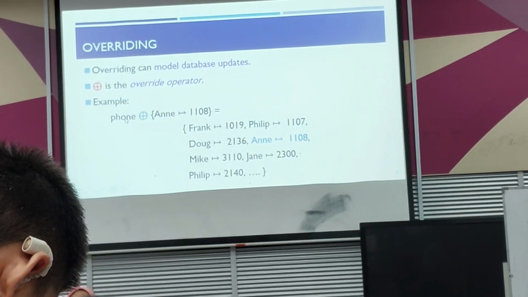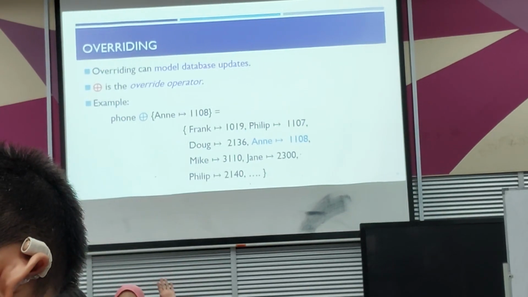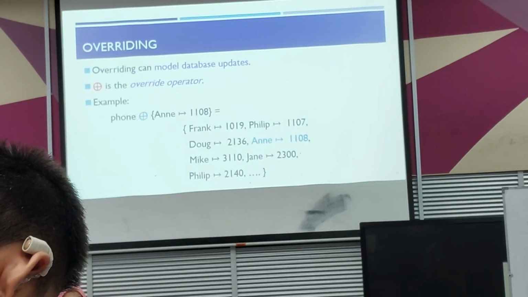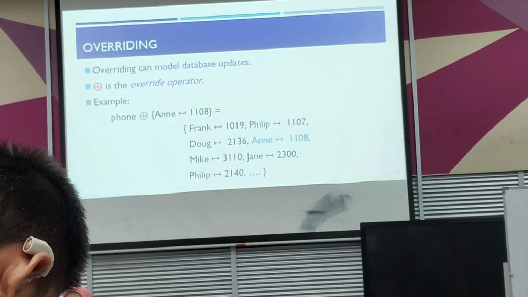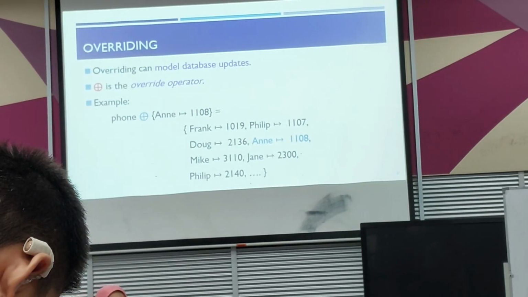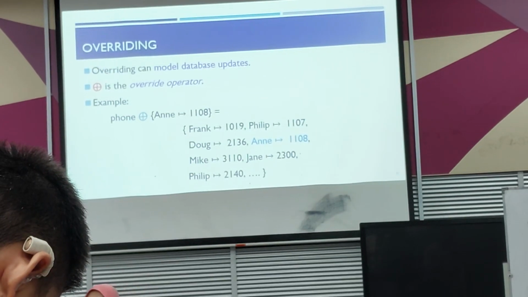So override is you are actually overriding the old data with the new data. If the data that you want to override does not exist, it will add into your database. You understand or not? If the data exists, it will override the data. But if the data does not exist, it will add the data into the database. So don't really use override just to add data. Normally, to add the data, we use union.